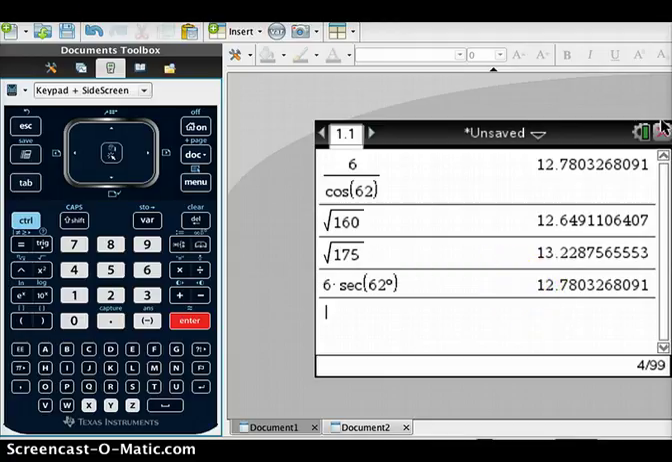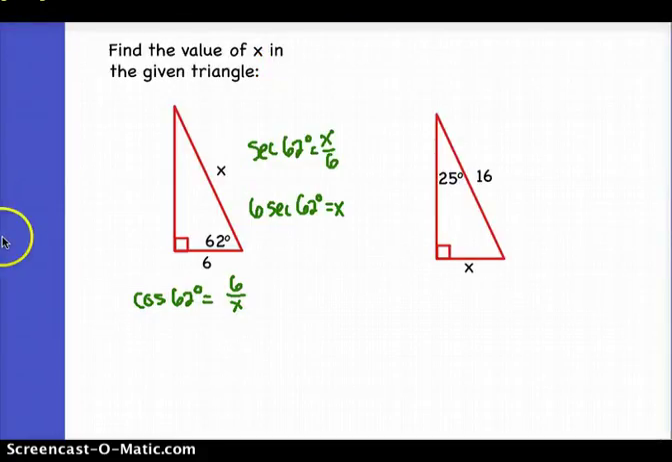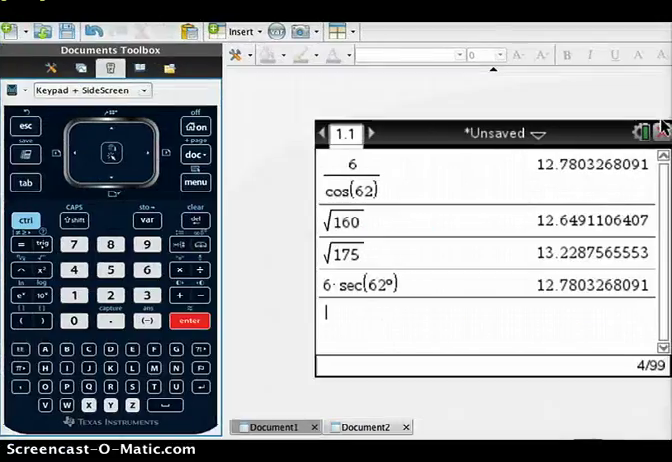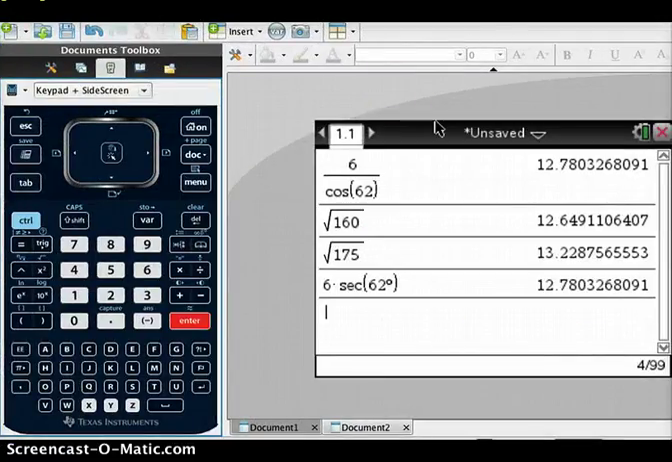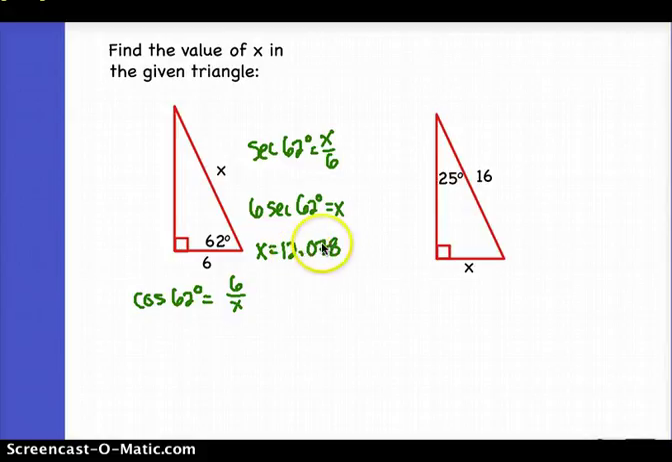So when we go back to our main screen, we can now say that x was equal to 12.780, I believe was our correct answer. Let me fix that real quick.